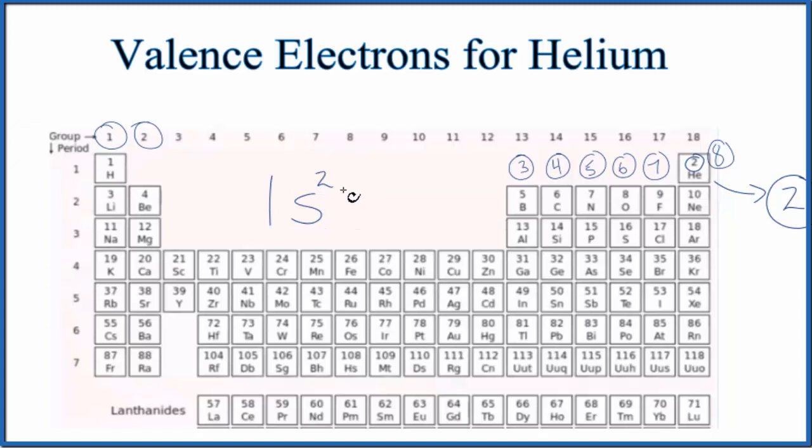Since this is the highest energy level for helium, it's the only energy level, we have 2 valence electrons in the highest energy level. You can think of that as the outer shell. So since there's only 2, these are the valence electrons for helium. And so this energy level is now full. That's what makes helium a noble gas. If we added more electrons, we'd have to put them in another shell.